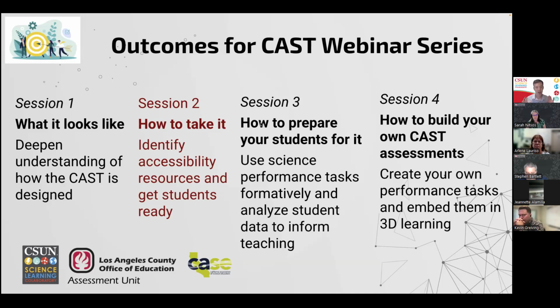Session three, how to prepare for it, talking about science performance tasks and how we can analyze data. And then session four has the very exciting opportunity of building your own CAST-like assessments, creating your own performance tasks that really fit in with your teaching and with what you want to do, but also help prep people for things. So these are sessions to look forward to in the future.